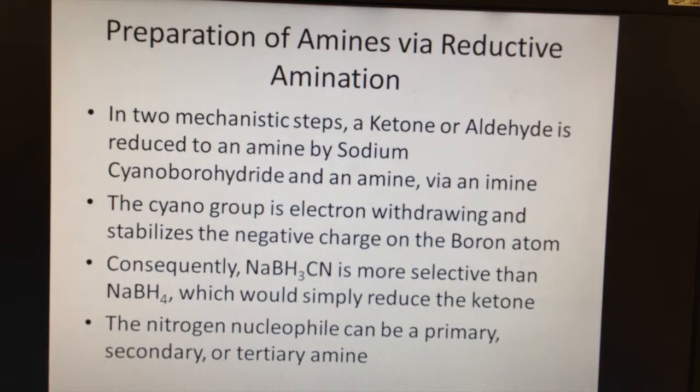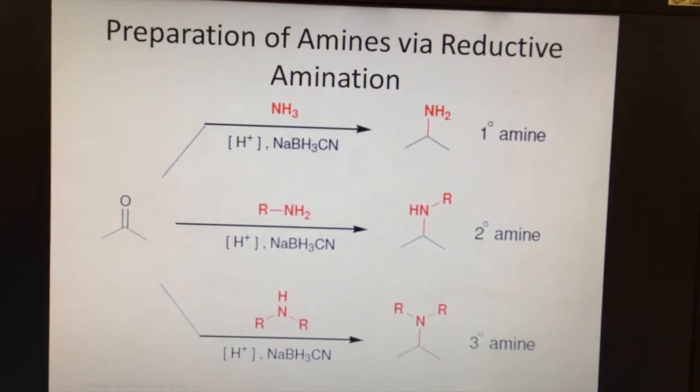A ketone or aldehyde can be reduced to an amine using sodium cyanoborohydride and a nitrogen nucleophile. Sodium cyanoborohydride is used rather than sodium borohydride since sodium borohydride would simply reduce the ketone, and the cyano group makes it more selective. For the ketone to turn into the primary, secondary, or tertiary amine, it needs to go through the imine intermediate.